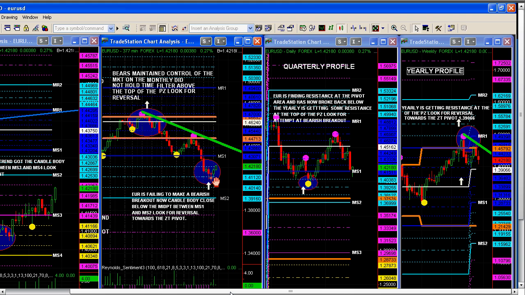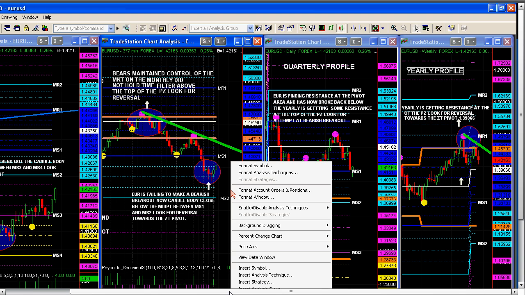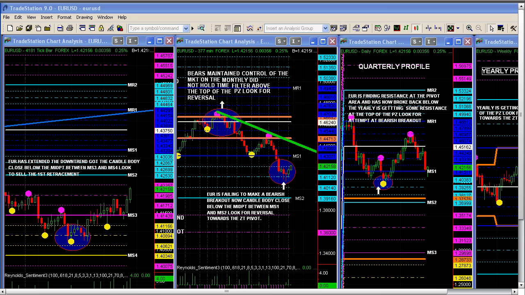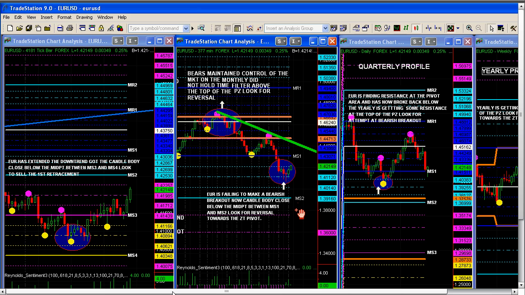Now we're approaching the midpoint between MS1 and MS2, where we need to see a candle body close below the midpoint, which is 1.41120 on that monthly profile. The close of this candle higher is suggesting right now that this is failing to make a bearish breakout, and we may be seeing the start of a reversal in the euro currency. I'd look for buys in that area off the top of that prior candle, which is going to be 1.41581. Okay, so look for buys in that area.